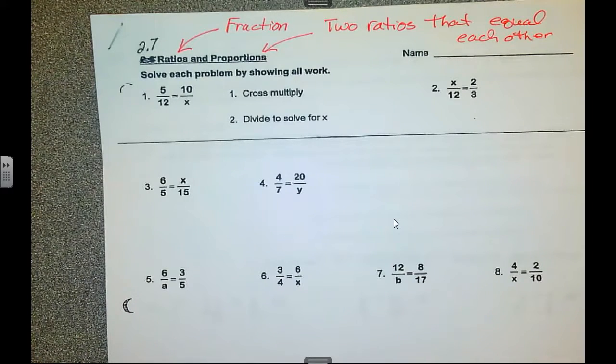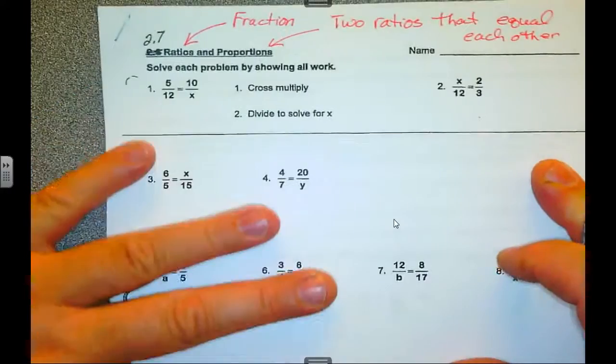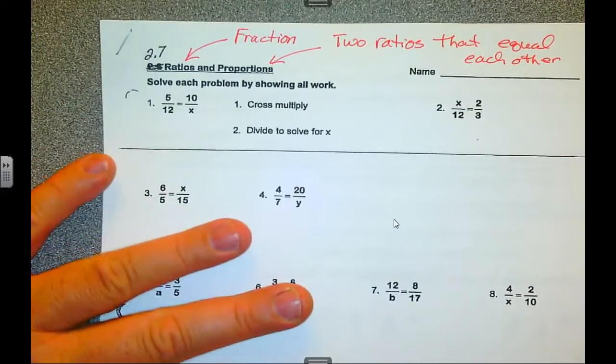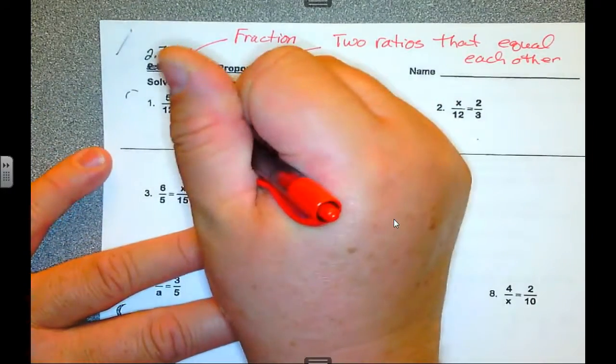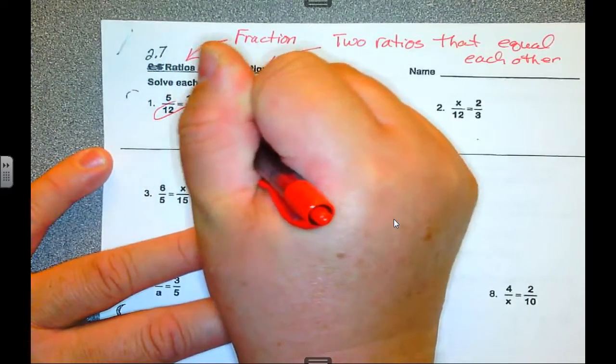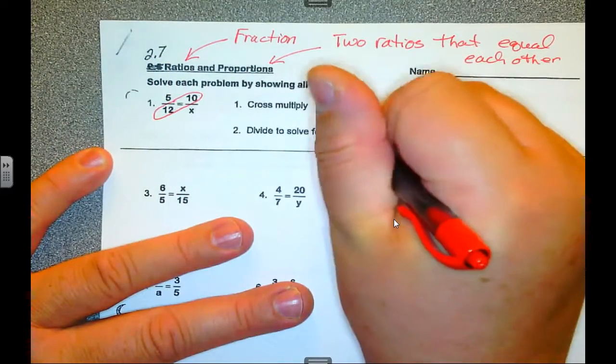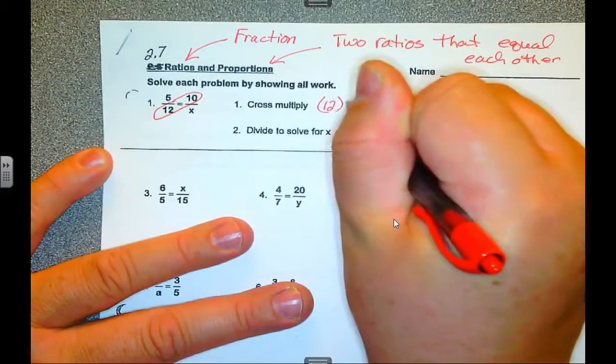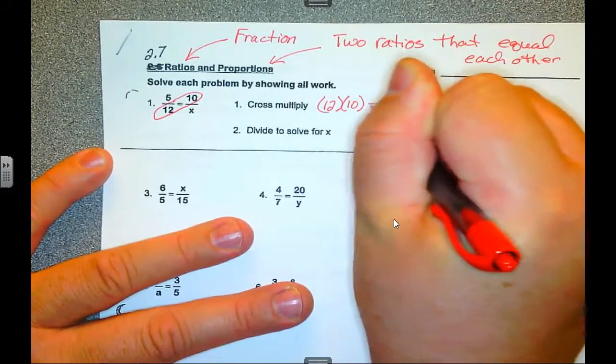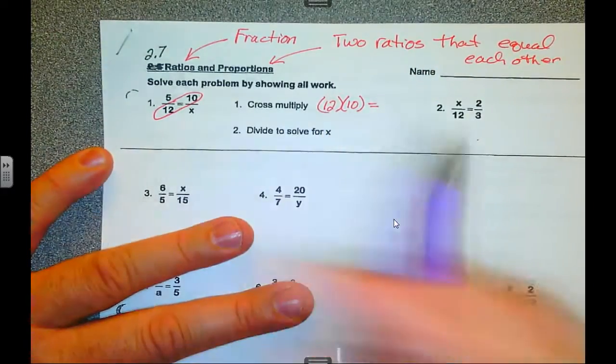Cross multiply. Okay, it's actually called cross products, but for decades people have been calling it cross multiply, so that's what we're going to call it. So to cross multiply, I'm going to take 12 times 10 equals 5 times x.